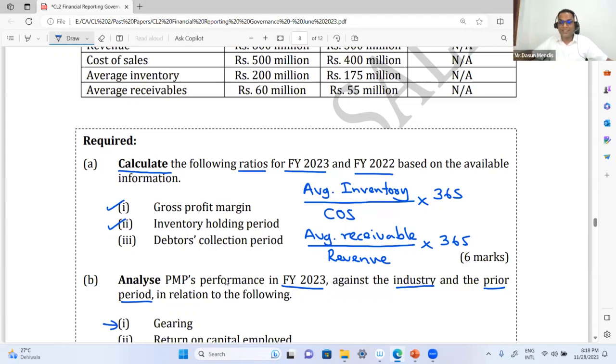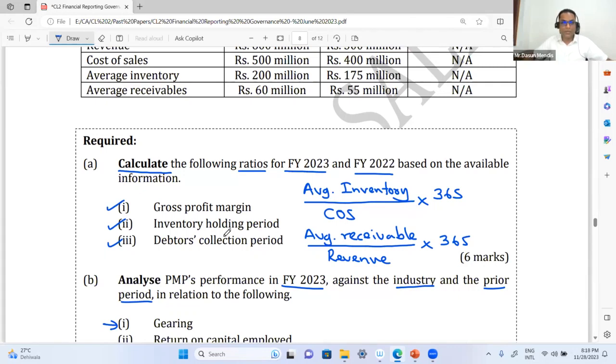Otherwise, there can be bad debt, doubtful debts. And also, your money is unnecessarily tied up in the working capital yet again. So basically, Roman number 2 and Roman number 3 are relating to what ratios? Working capital related ratios, efficiency ratios. How efficiently you manage your working capital. So the Roman number 1, gross profit margin, is a profitability ratio.